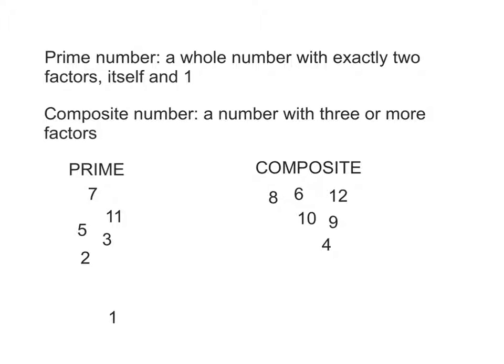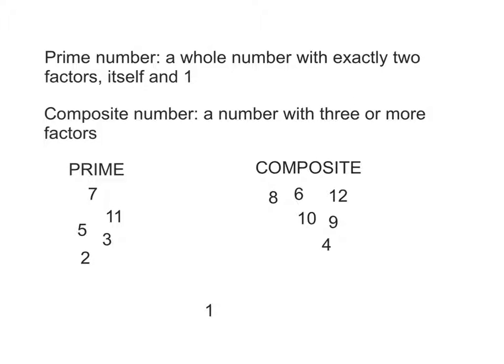1? One's just going to stay there by itself. Well, it does not have exactly 2 factors, 1 and itself. How many factors does 1 have? 1. 1 is its only factor. So it doesn't fit this definition. Composite is a number with 3 or more factors. Well, it doesn't have 3 or more factors either. So we're going to leave 1 out. See, it doesn't fit into either category.